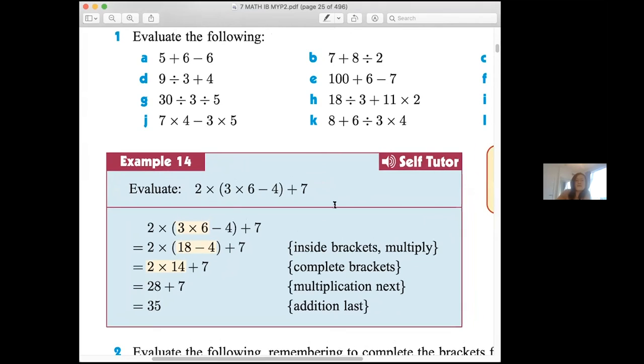As I mentioned, I use a bracket to emphasize I wanted that value first. So you solve the bracket first, you do a multiplication first, and then subtraction. And then for the next expression, same thing, you do multiplication first and then addition. 35.